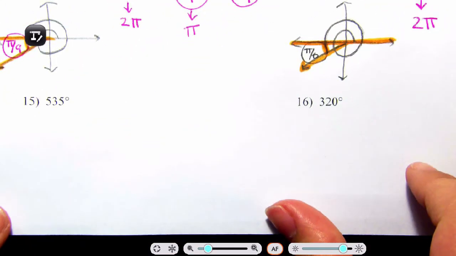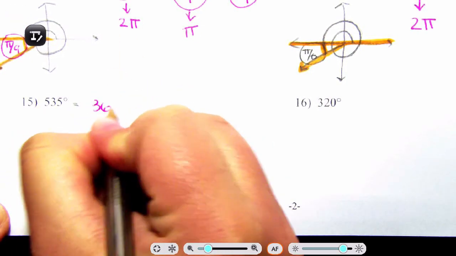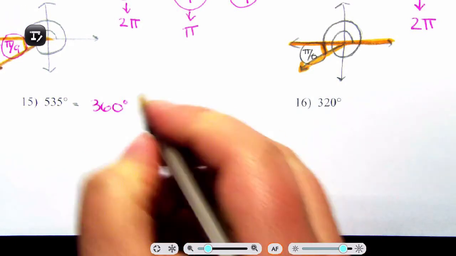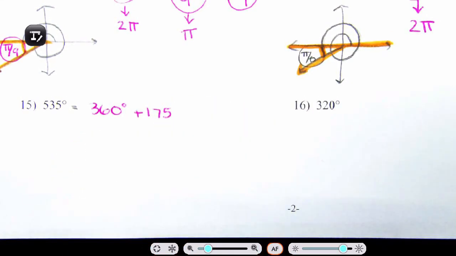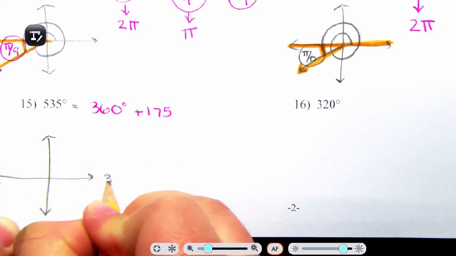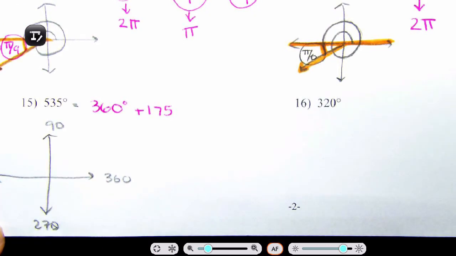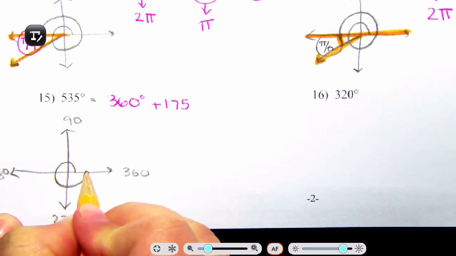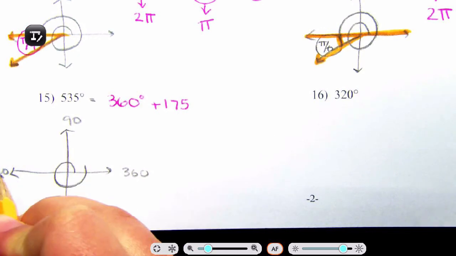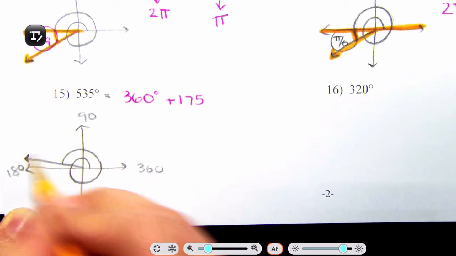Try this one here, 535 degrees. Now we're doing the same thing just with degrees. 360 degrees is 1 full revolution. So 535 minus 360, 1 full revolution, gives me 175 left over. Draw this out. It's positive, so we're going counterclockwise. So 1 full revolution. Then I need to go 175 more. 175 is really close to 180.